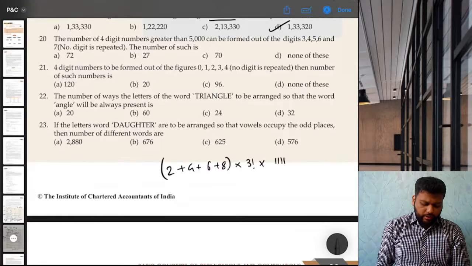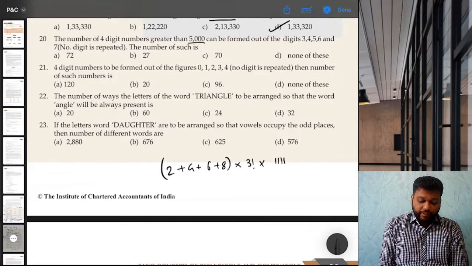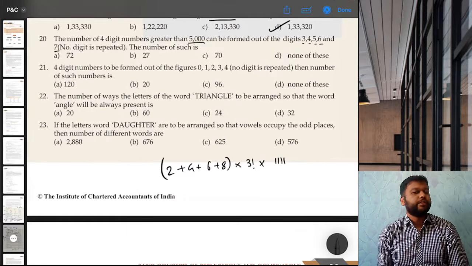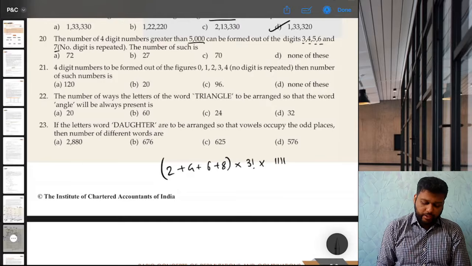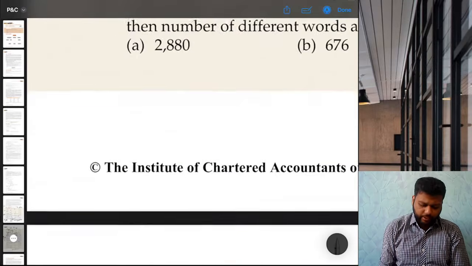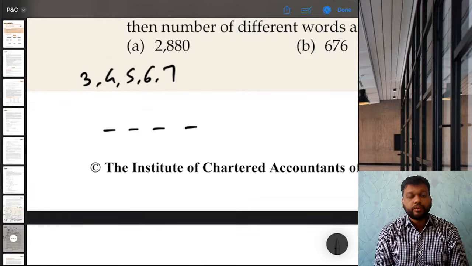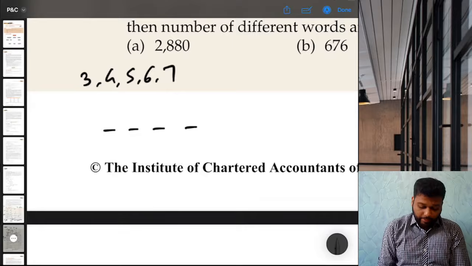20. The number of 4-digit numbers greater than 5000 that can be formed with 3, 4, 5, 6 and 7, where no digit is repeated. Okay. Number of 4-digit numbers greater than 5000, right? We have 3, 4, 5, 6, 7. We have a 4-digit number which we want to form. Greater than 5000, that means at first place we can have 5 or 6 or 7.